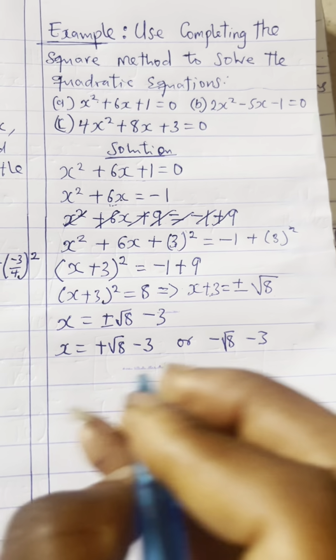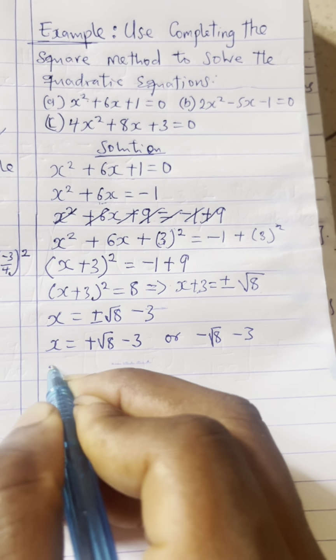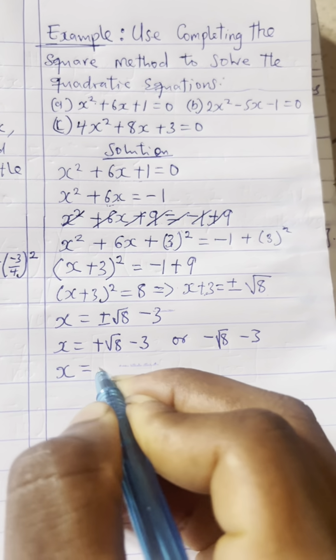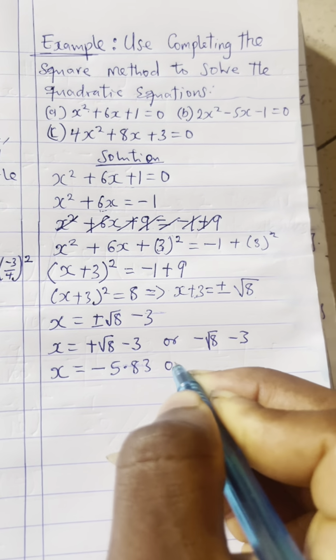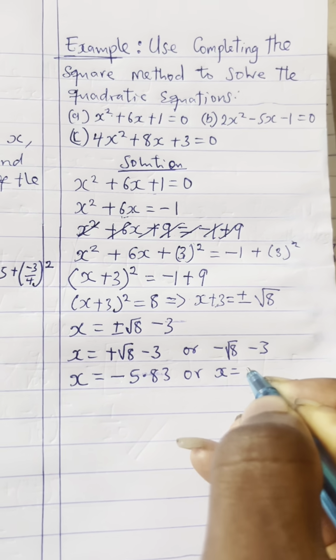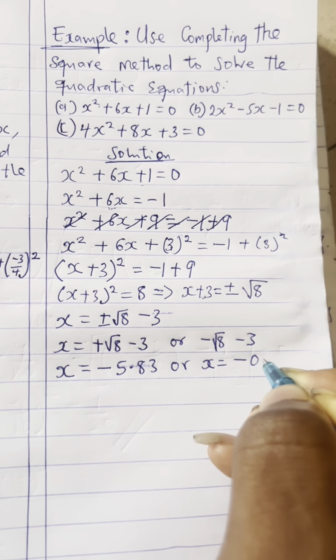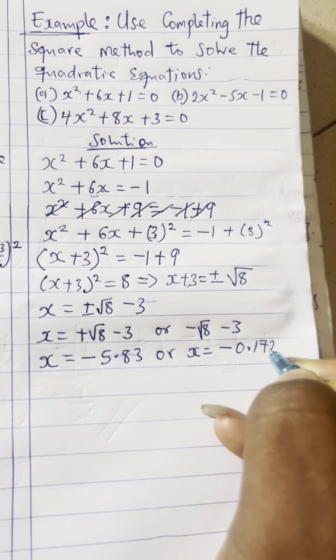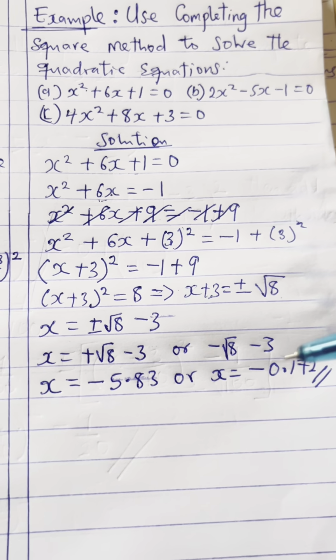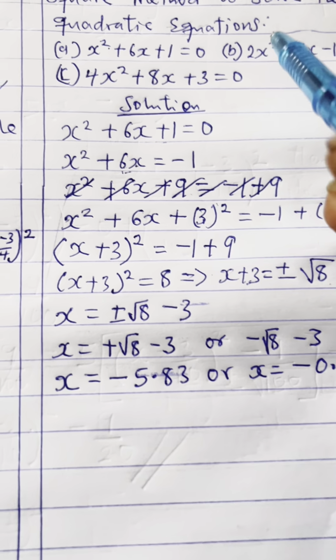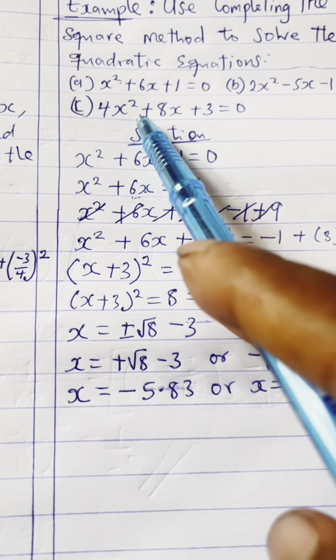So I will get my answer for x to be minus 5.83, or x would be minus 0.172. So these are the two answers for this question. So let's look at the second example. Then you are going to try this third example by your own, guys.